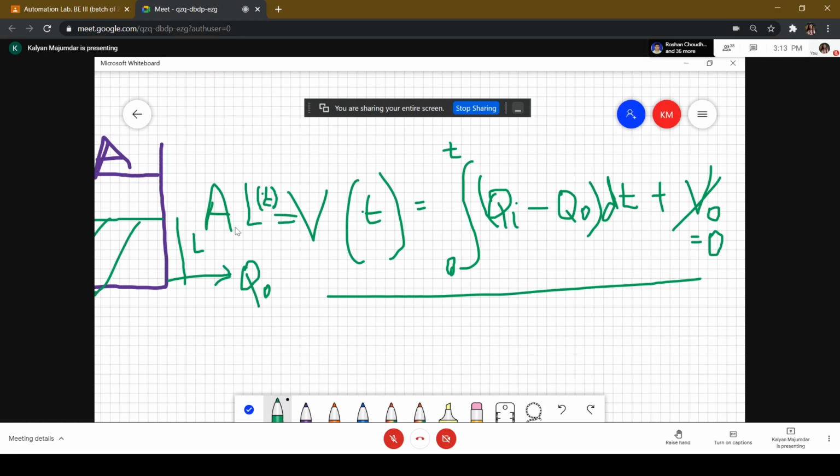Consider this equation: area times level is equal to this integral, total volume. Because we are interested in level rather than the volume, it is better to go in terms of level. So volume is fine, but volume can be converted into level because volume is cross-sectional area times level. So it depends on the cross-sectional area, exactly.